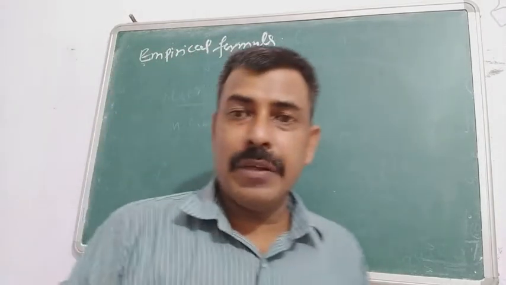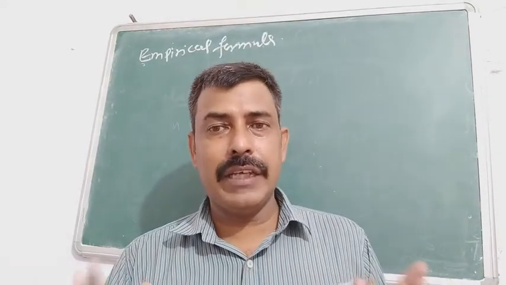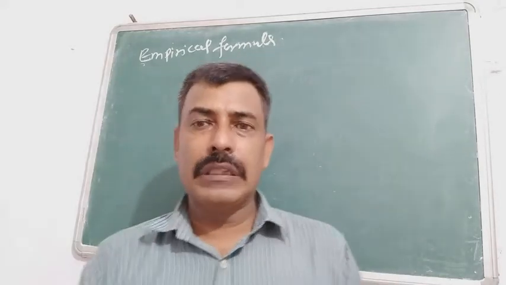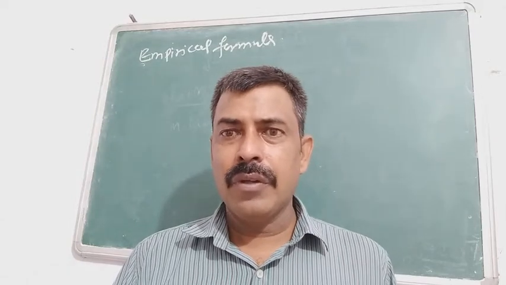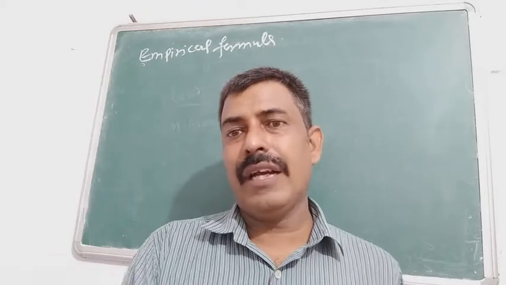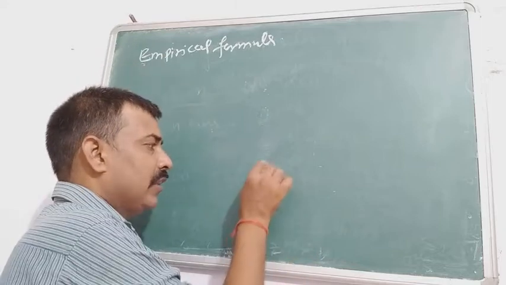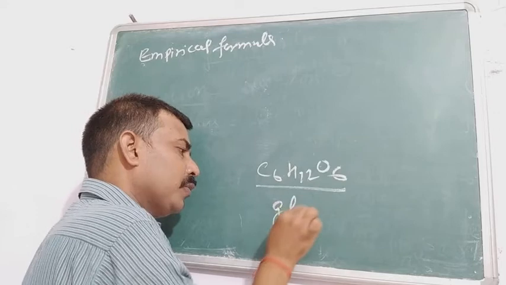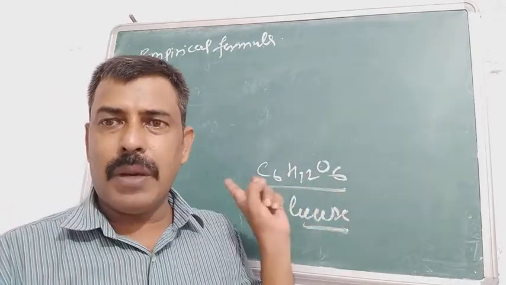So what is empirical formula? When we talk about the empirical formula, we say that the simplest ratio of the elements in a compound is called the empirical formula. If you are taking any compound and you are finding the simplest ratio of the elements, then that simplest ratio will be called the empirical formula. For example, if your compound is C6H12O6, which is glucose, then this is the molecular formula of glucose.